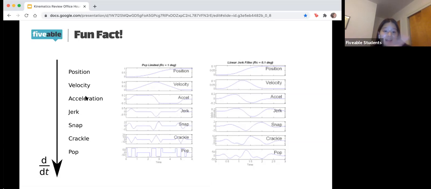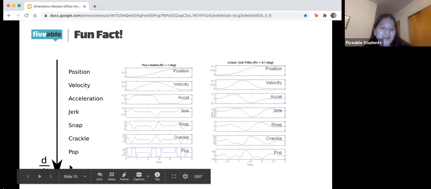Not practical again. Not practical at all. I don't know why you would ever need to know pop, for example. How is that useful? I don't know. For the practical stuff, position, velocity, acceleration, jerk, I would cap it there. But just for fun, snap, crackle, pop does have a place in physics, in mechanics.